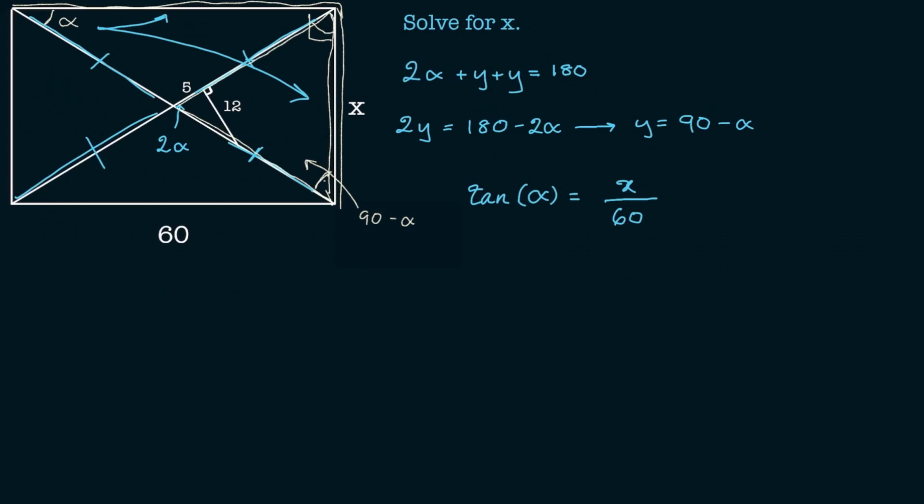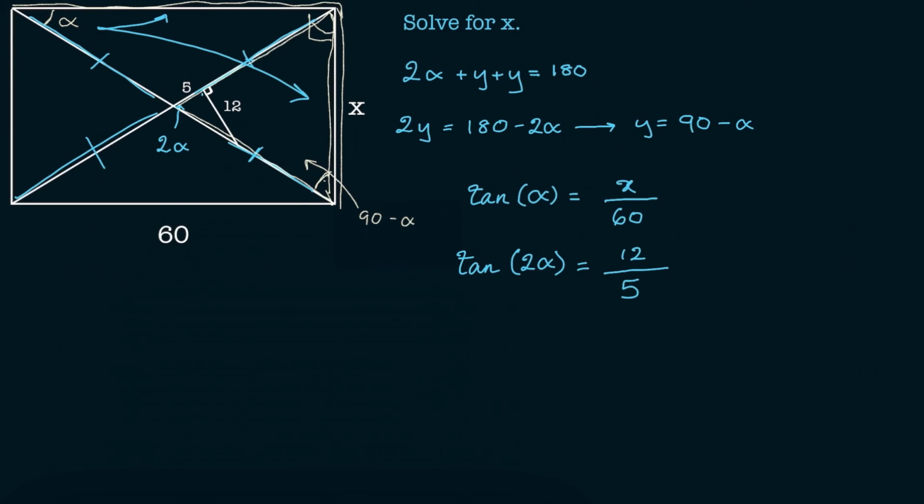Now let's do the same with the angle measuring 2 alpha. Right. In the numerator is going to be the leg opposite 2 alpha, so that's going to be 12, we're using this small right triangle here. Right? And in the denominator is going to be the leg adjacent to 2 alpha, which is going to be 5.